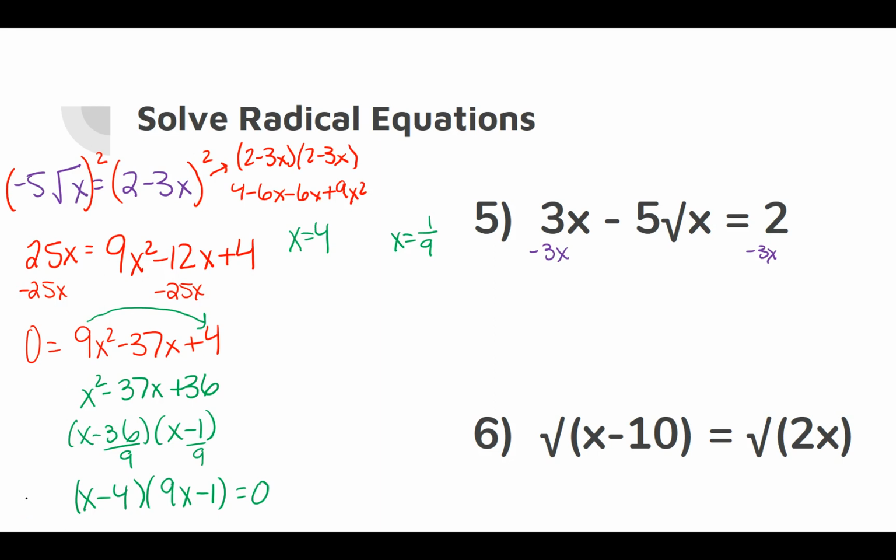Do you want to check the 4 or the 1/9 first? The 4? Okay. I'm going to plug it back into my original problem. So it's going to become 3 times 4 minus 5 times the square root of 4. We need to see, does that equal 2? All right. 3 times 4 is 12. Square root of 4 is 2, right? That becomes 12 minus 10. So 2 equals 2. So do we like 4? Yes. We like 4.